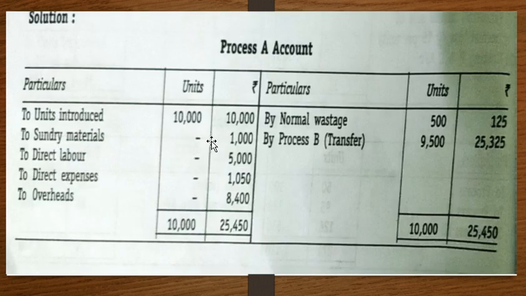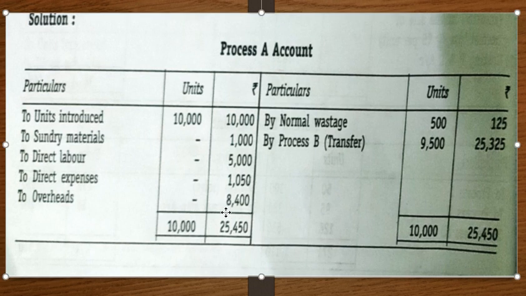So now you have the total cost, which is when you add up 10,000 plus 1,000 plus 5,000 plus 1,050 and 8,400, you get the total of 25,450. 25,450 minus 125, the balancing figure will be 25,320, and the number of units will be the balancing figure here. As you add 10,000 and you have output of 500, 10,000 minus 500 will give you 9,500. So here the units as well as the amount will be the balancing figures.